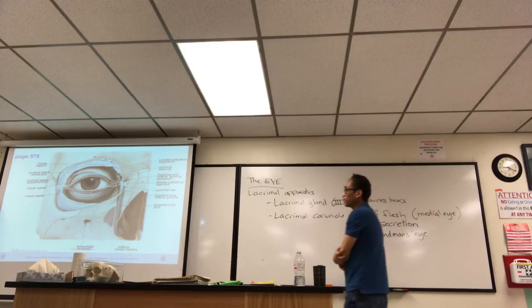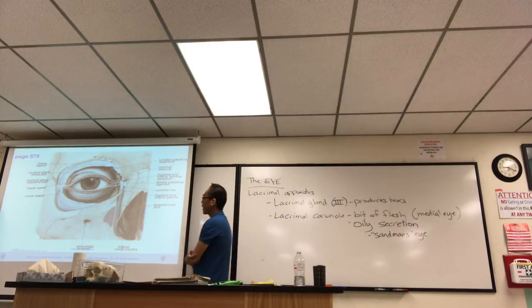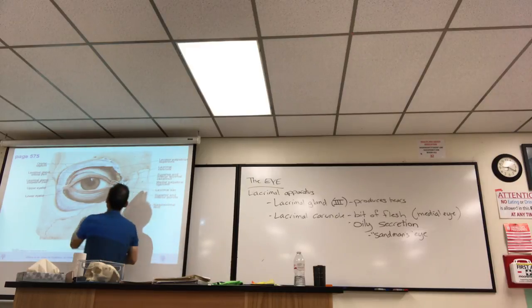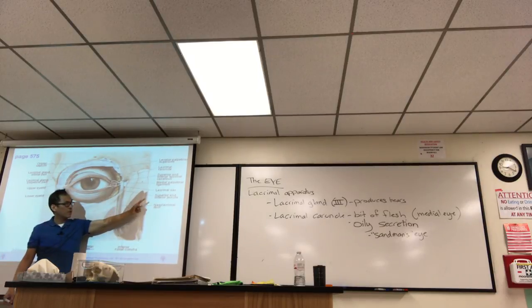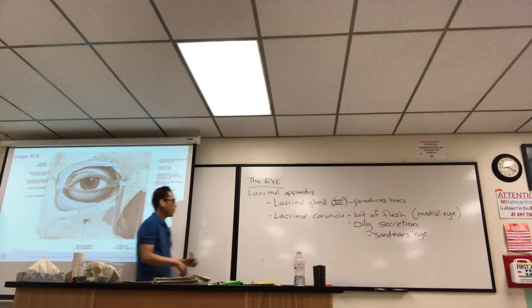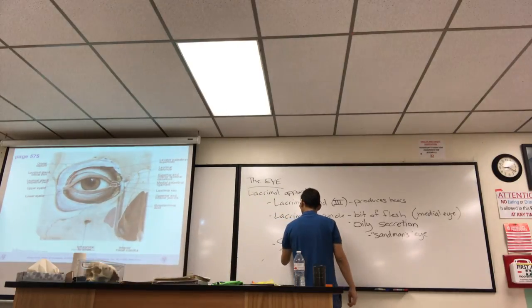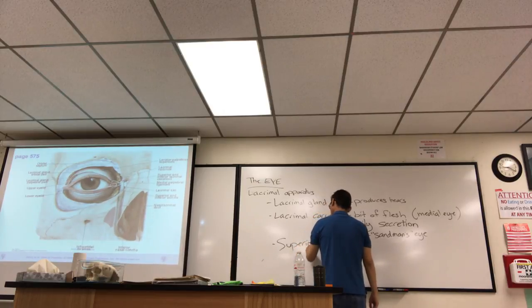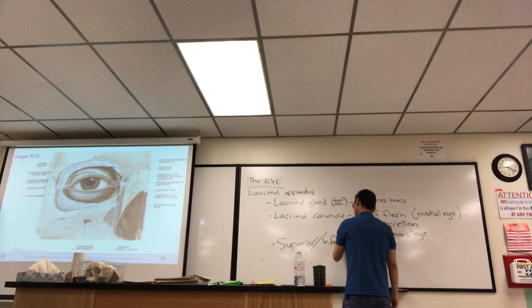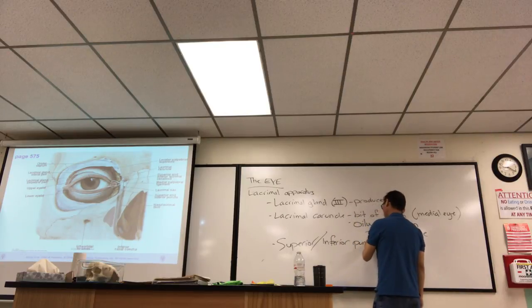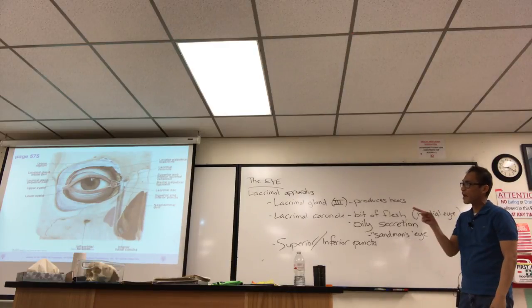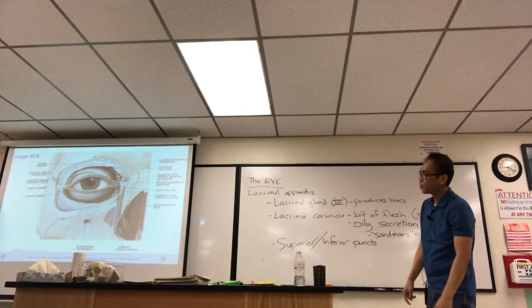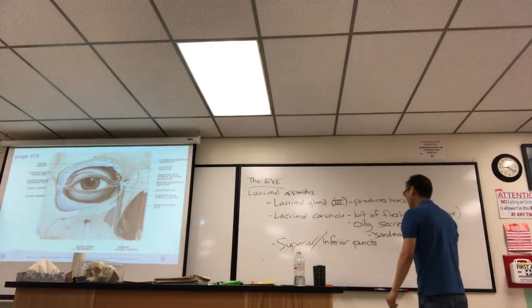Now, when you blink and tears are swept from lateral to medial, you have to have a drainage system. So you have this nasal lacrimal duct system. Tears can drain into these little orifices here. They're called superior and inferior puncta. Note that. Superior. Inferior puncta. They're just little orifices that lead into those little canals called the superior and inferior lacrimal canaliculi.